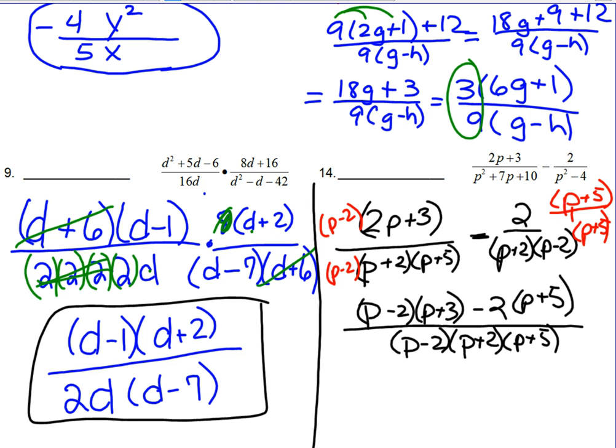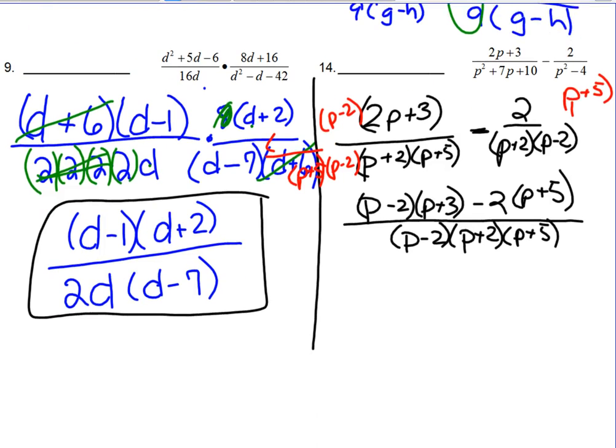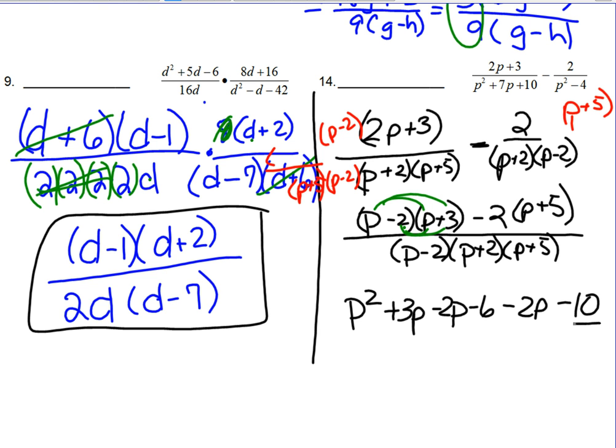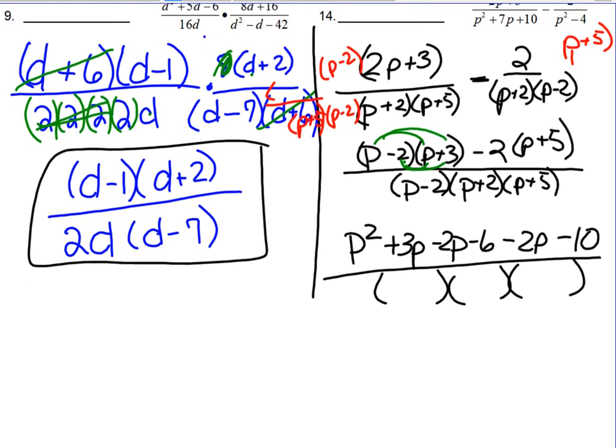Okay? I'm not quite done. I'm really close to being done, but not quite there, because I need to multiply out. I need to see what these are, kind of do what's called the FOIL here, multiplying it out. So p times p is p squared. P times 3 is 3p. Negative 2 times p, negative 2 times 3, negative 2 times p, negative 2 times 5. I'm not even going to take the time to rewrite those. I know that those are those three groupings.